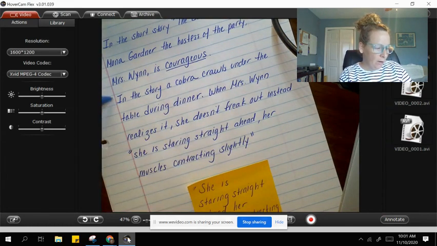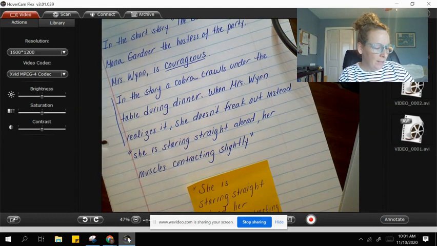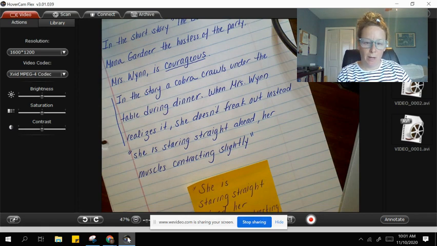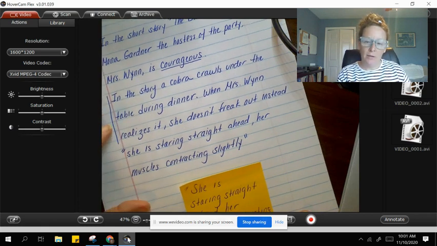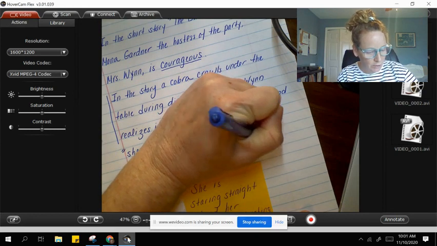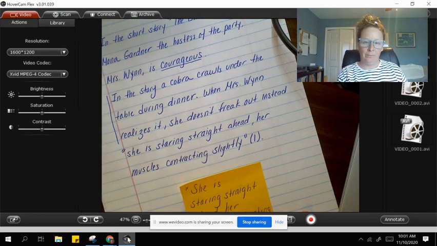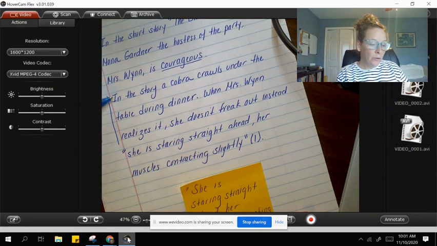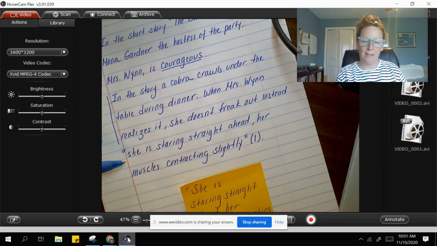Okay, so since this is my quote, I want to make sure that I have it in quotations. Also, all of this right up here is my background information. I'm setting up the quote so that I don't just plop it down. The other thing I want to make sure that I do is in parentheses, I'm going to put the page number and then the period. So in the story, the cobra crawls under the table during dinner. When Mrs. Wynn realizes it, she doesn't freak out. Instead, she, quote, is staring straight ahead, her muscles contracting slightly.